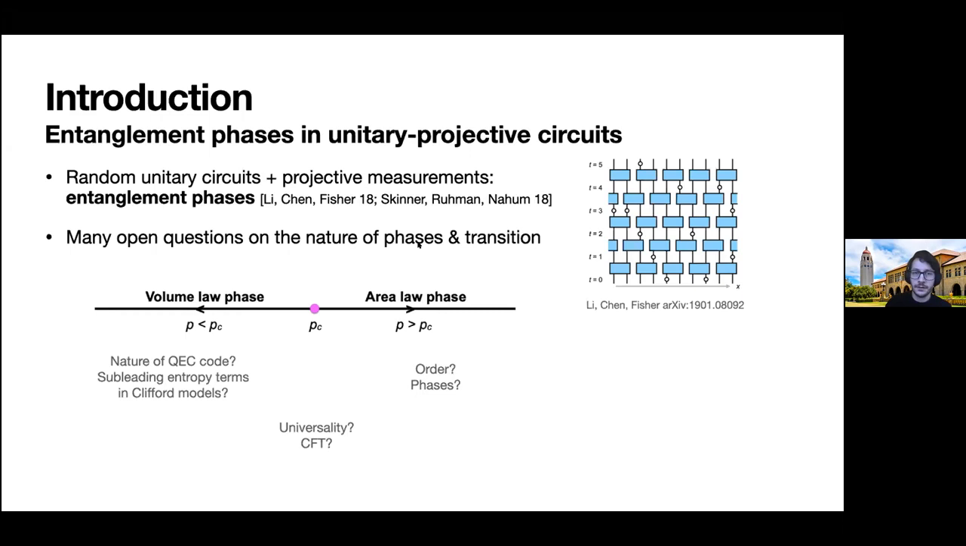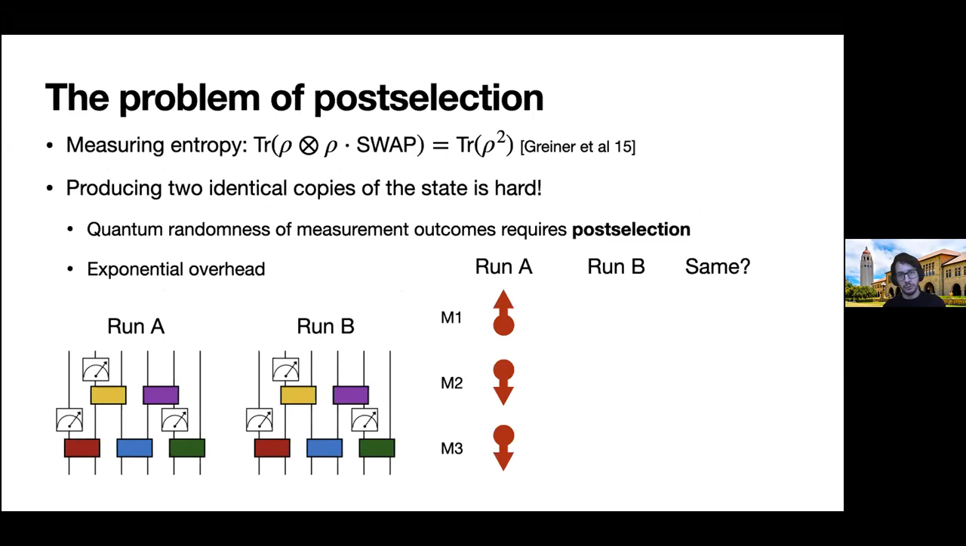So now I want to emphasize the main problem that I'm going to try to address in this talk, and that's the problem of post-selection, which really gets in the way if you're trying to access this physics experimentally. So entanglement is itself something that's a bit tricky to measure because say you want to measure the second Rényi entropy, which is the easiest, you want to measure the trace of the density matrix squared. And naively, that's something you can't do because observables are linear in the state of the system.